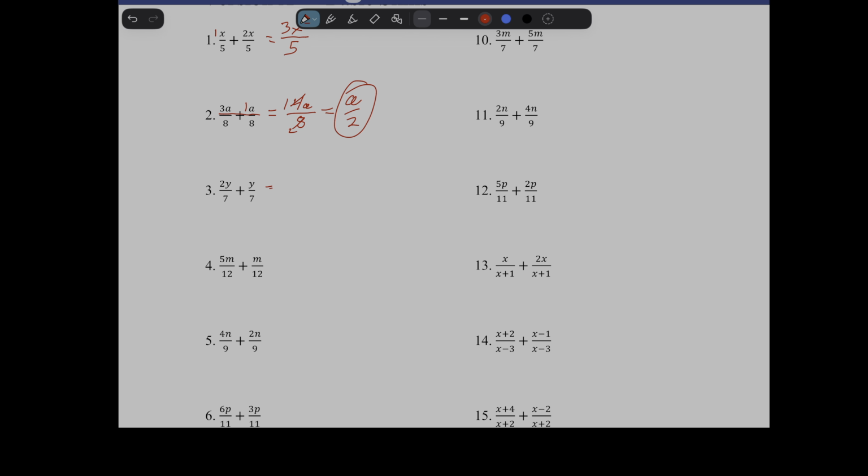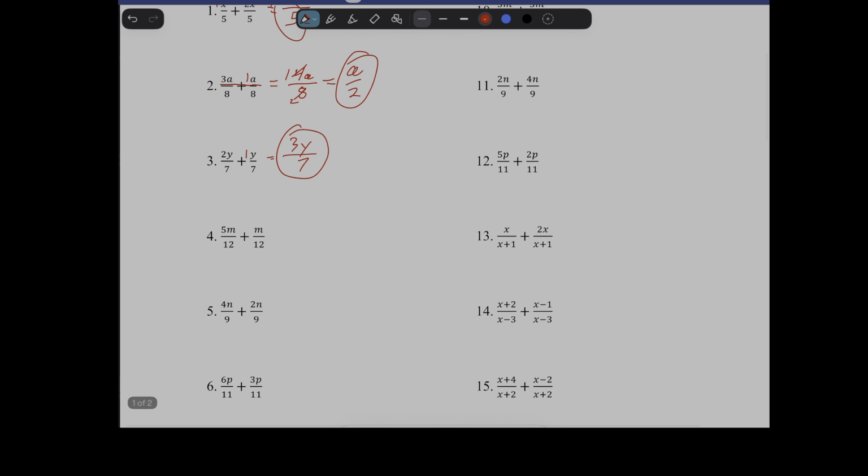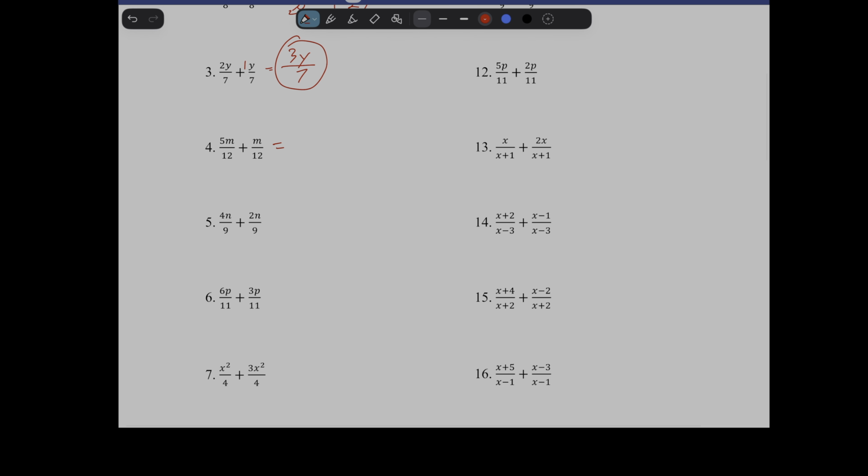Okay, let's look at number 3. I'm going to have a 7 on the bottom. And 2y plus 1y is 3y. Nothing can reduce. I'm done. Okay? Going on. Okay, I'm going to copy the 12. Now, let's do that. 5m plus 1m is 6m. No more pluses or minuses, so I can reduce my fraction. And I'm going to get m over 2.